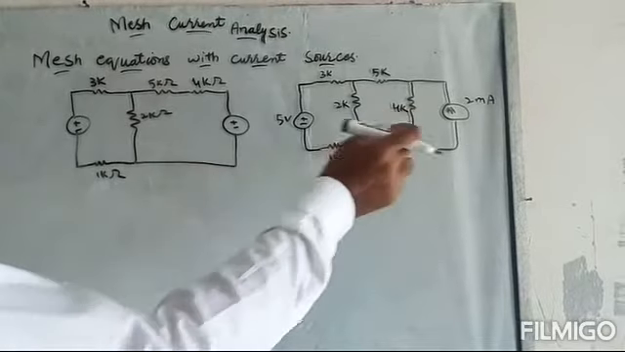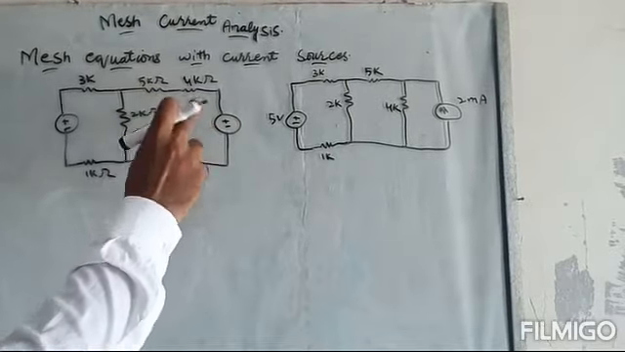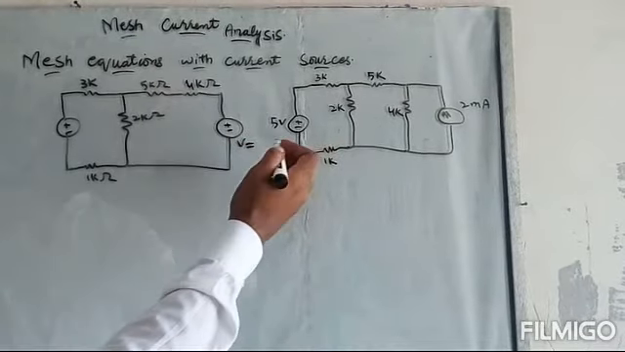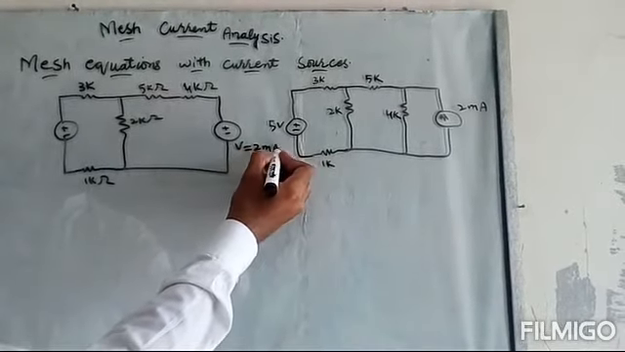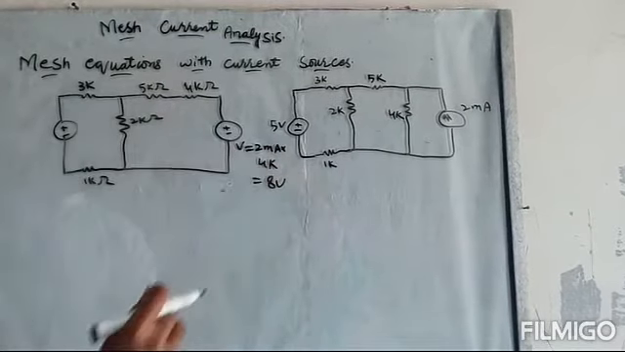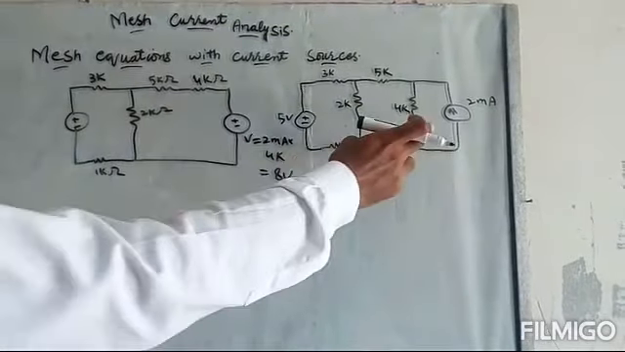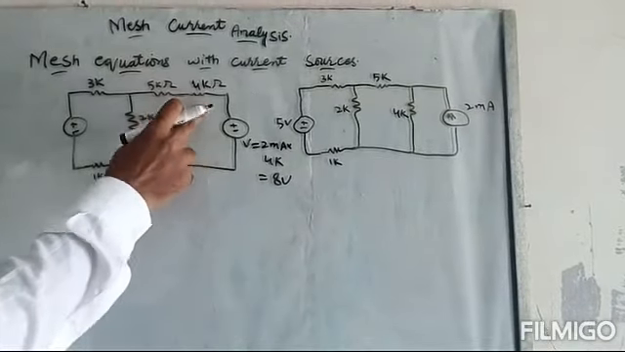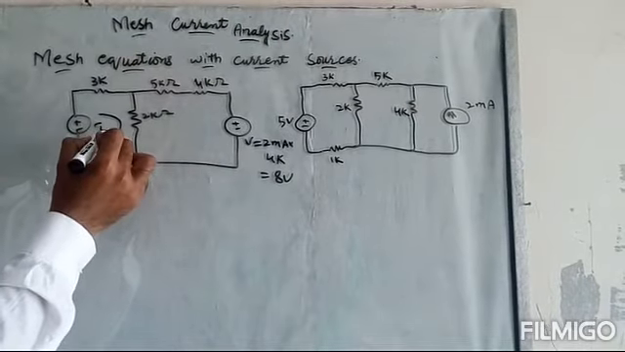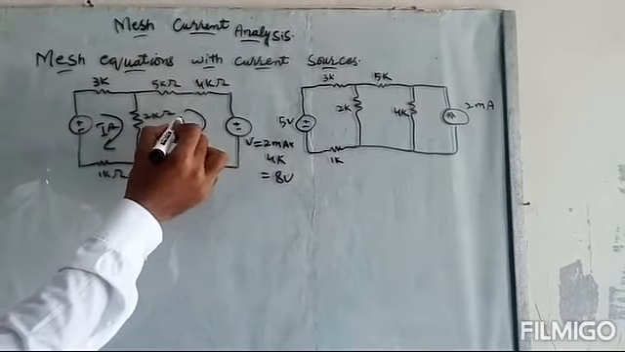We can convert it into a voltage source with a series resistance, and the value of this voltage will be V equal to IR. I is equal to 2 milliampere multiplied by 4 kilo ohm. It will become 8 volts. And the parallel resistance will come in series with the voltage source. Now we have only two meshes. This is IA and this is IB.